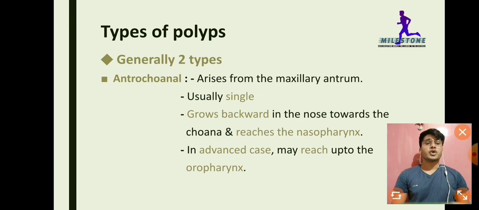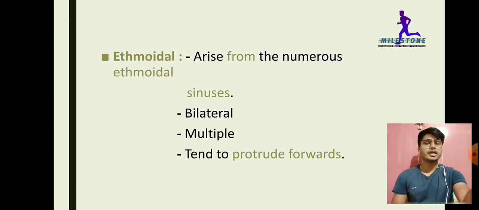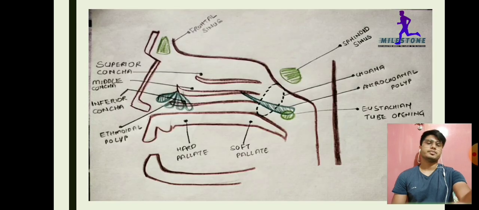The first type is enterochoanal type. It arises from the maxillary antrum and is usually single in number, grows backward in the nose towards the choana and reaches the nasopharynx. The second type is ethmoidal type, which are multiple in number and they tend to protrude forward. Now look at this diagram very carefully.